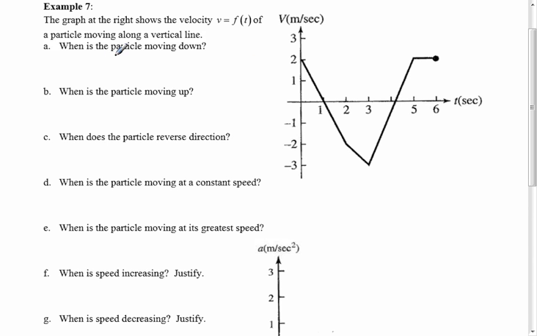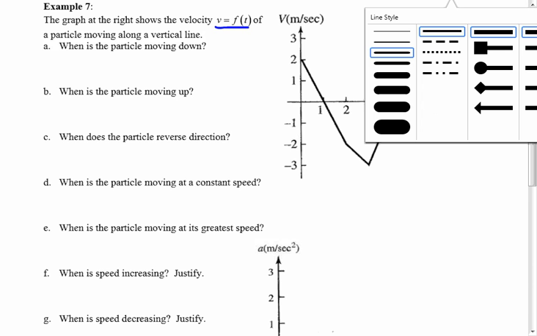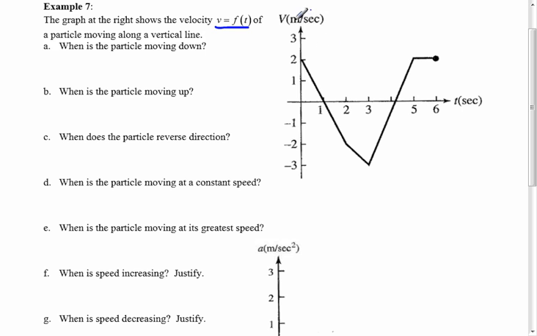Alright, so let's start with example 7 here. The graph at right shows the velocity. It's important to note what you're even talking about. So we have the graph of velocity here. We're asking when's the particle moving down, when's the particle moving up?